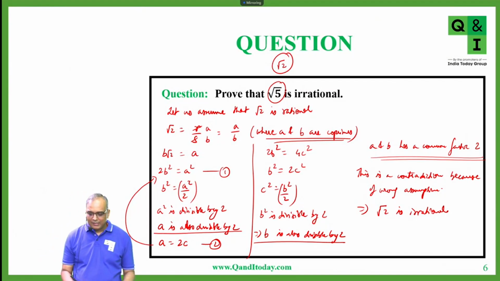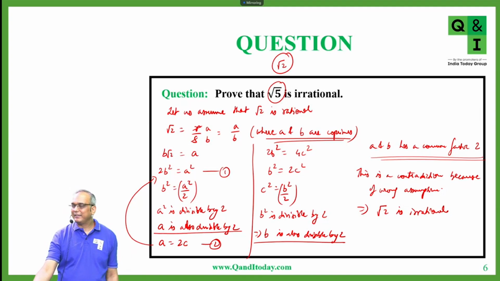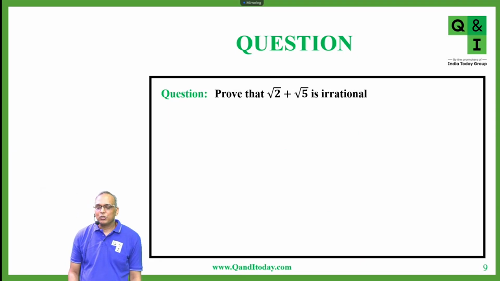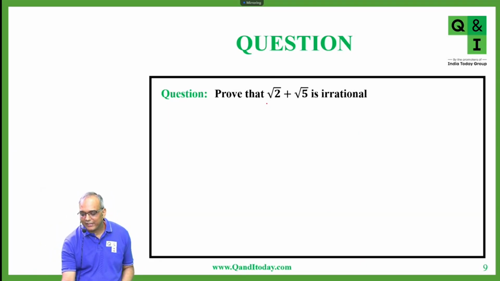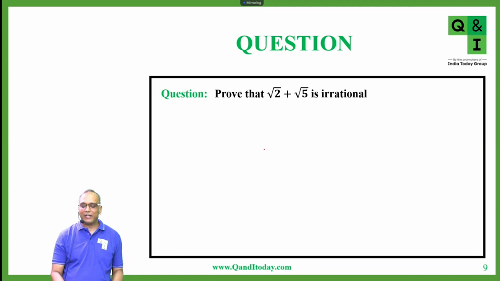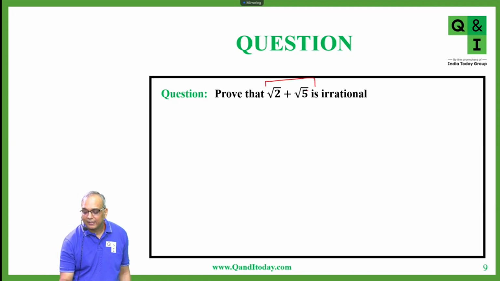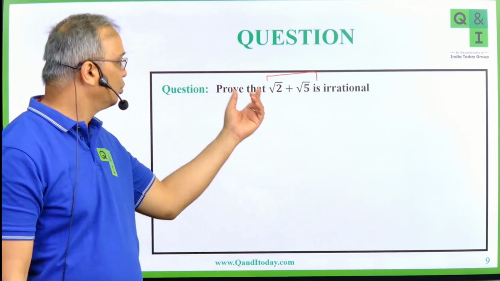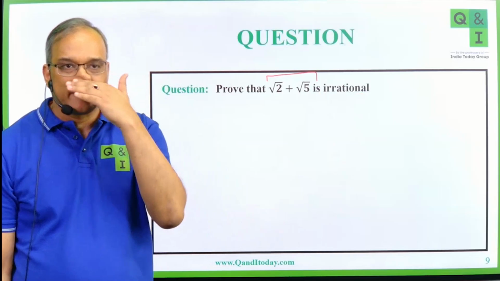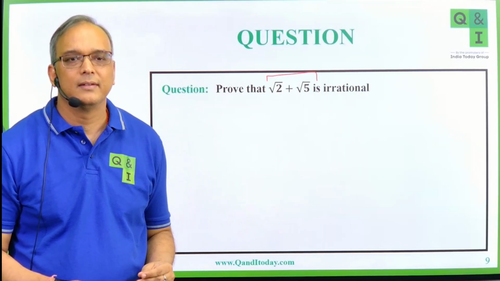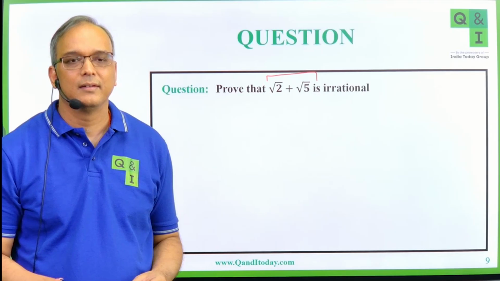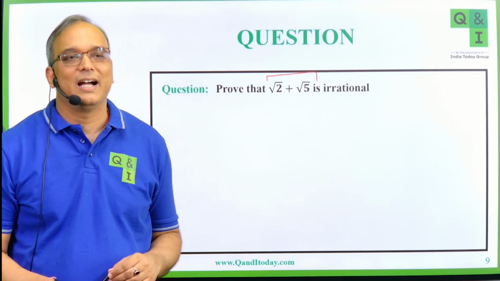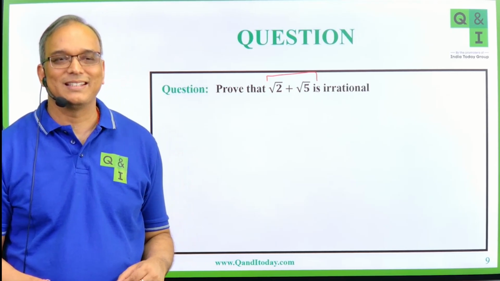Okay. Let's proceed, students. There is one important question which I wanted to do today. So how do you prove this kind of question where you have two square roots? Prove that root 2 plus root 5 is irrational. Can someone tell me how to approach this question? Harsh, you can unmute and tell me as well, because typing takes a lot of time.